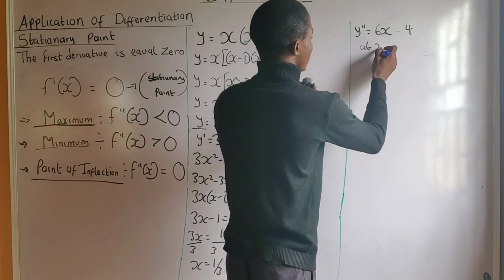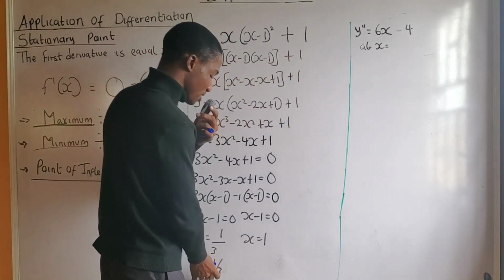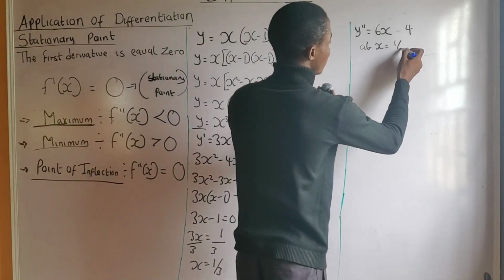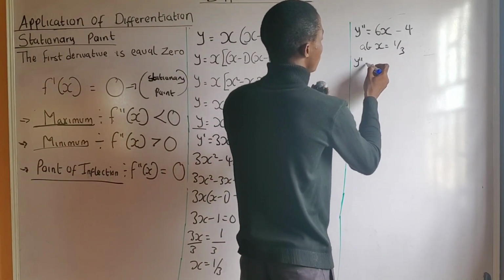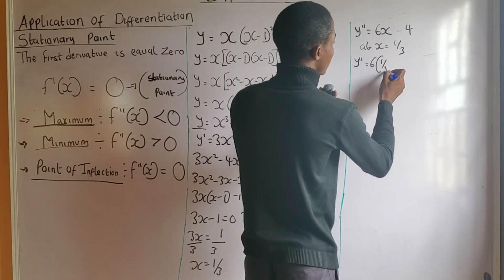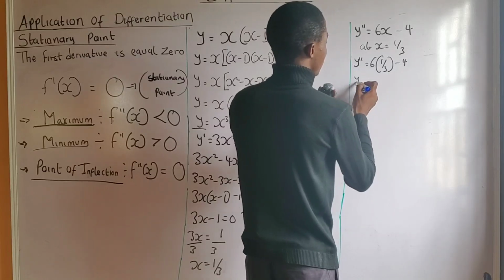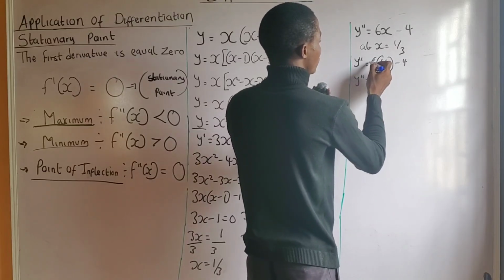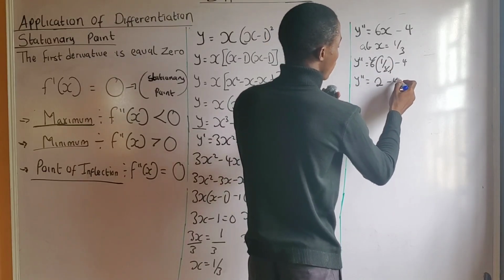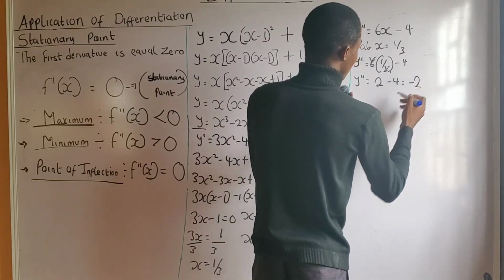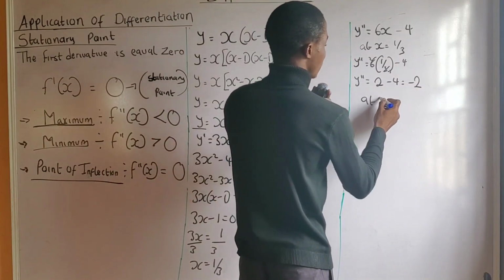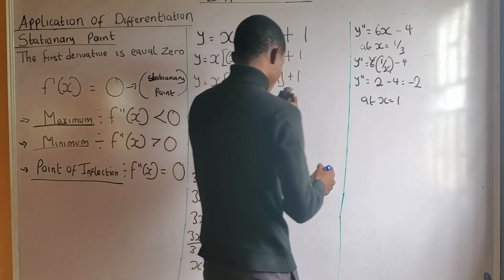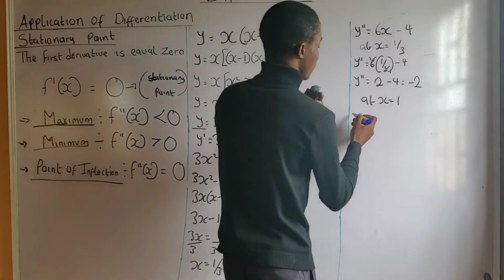So, at x equals 1 over 3, the second derivative will be equal to 6 multiplied by 1 over 3 minus 4. 6 times 1 over 3 is 2. 2 minus 4 is equal to negative 2.